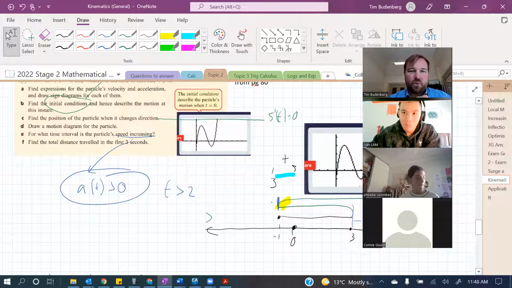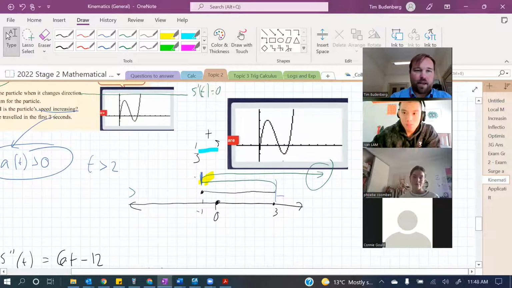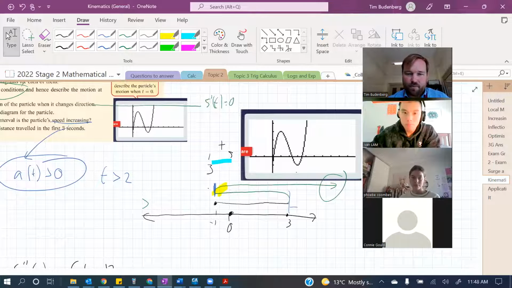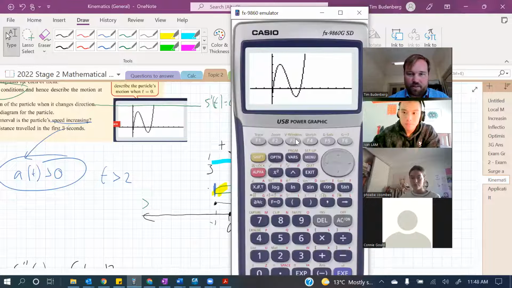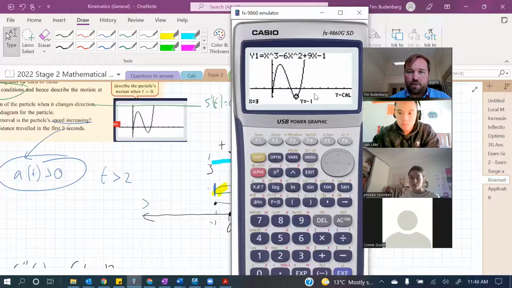All right, find the total distance traveled in the first 3 seconds. The total distance traveled is a good use of the motion diagram. This sounds ridiculous, but hang on, let me just check what the first 3 seconds is. All right, the first 3 seconds is we get to here, yeah?